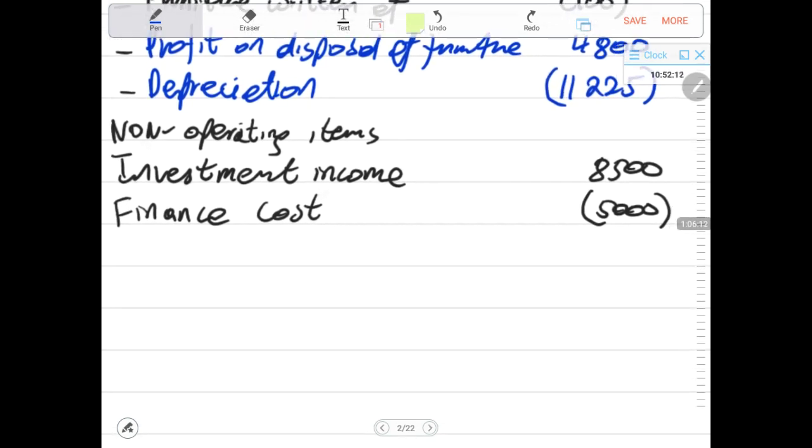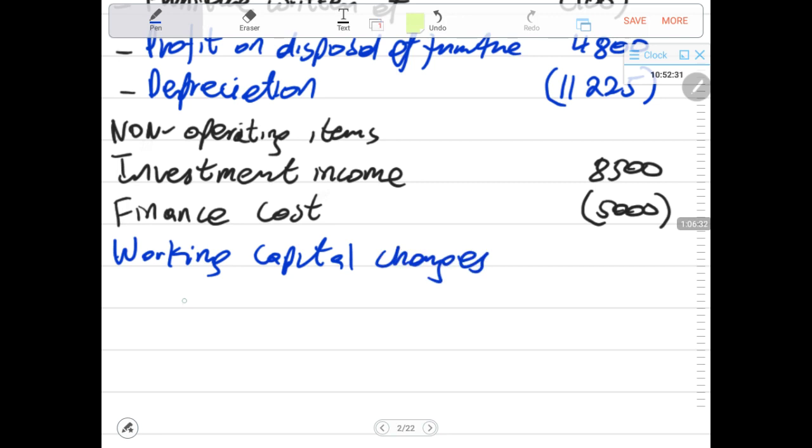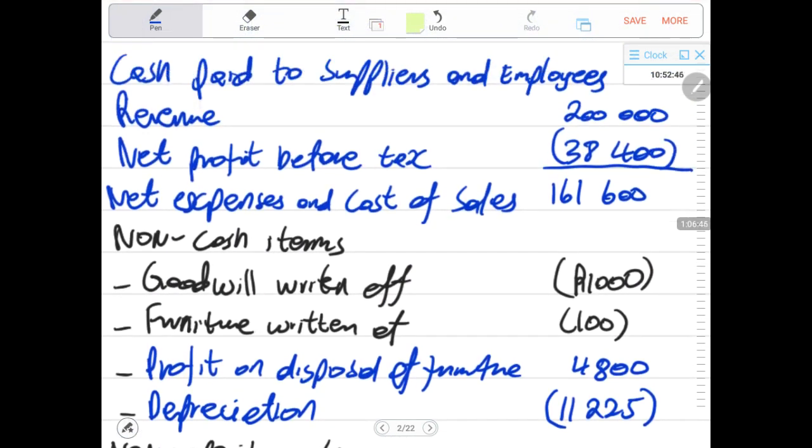Then the last part is the working capital changes. Very, very easy part again. Under working capital changes, we have creditors and inventory. Now, remember once again, guys, I want to hammer this in your mind. What do we need here? We need a total of the cash that was paid to suppliers and employees.